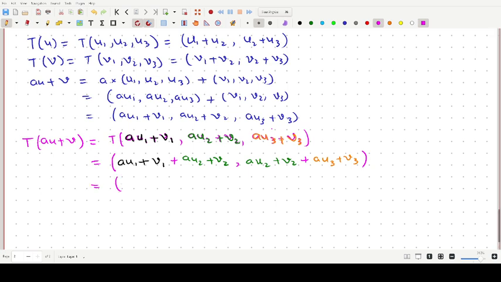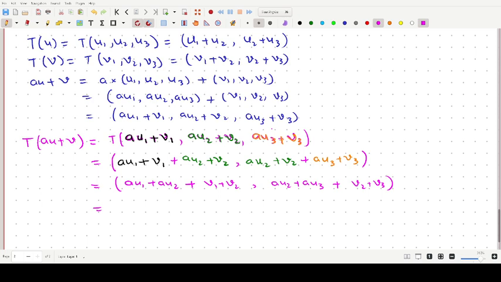Now what we do is we will write down the U's together and the V's together, right? We'll just rearrange. We're not going to do anything profound. We're just going to rearrange this as AU1 plus AU2 plus V1 plus V2, right? Comma AU2 plus AU3 plus V2 plus V3. So we have just rearranged our terms over there.